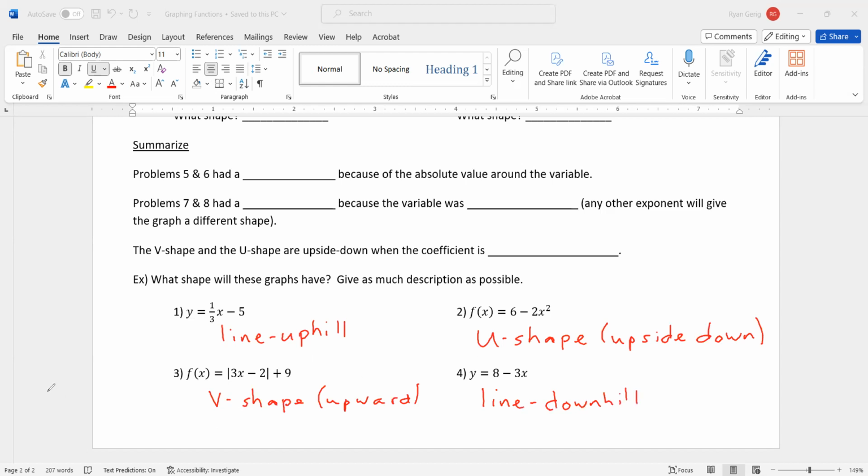And that is a good thing to know. It's not essential that you know it, but it's a good thing to know. It can help you to understand what you're expecting to see before you even graph it. That concludes our lesson 4.